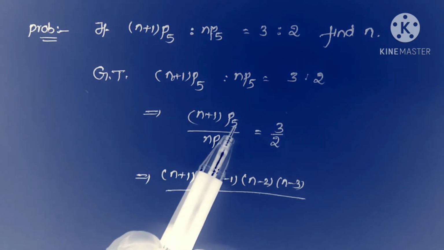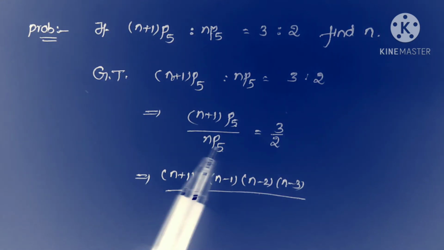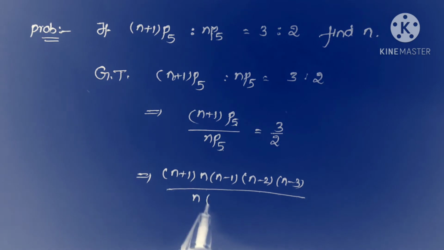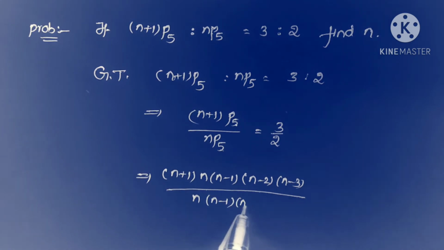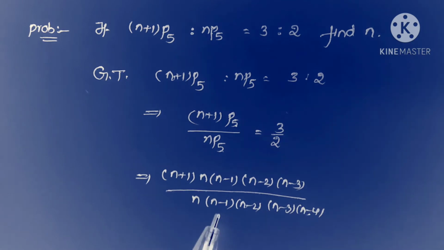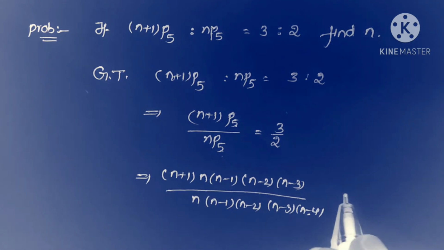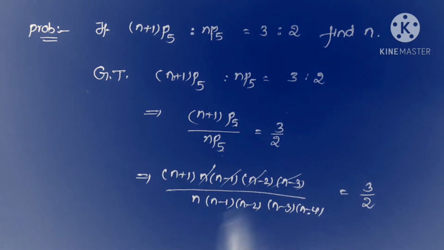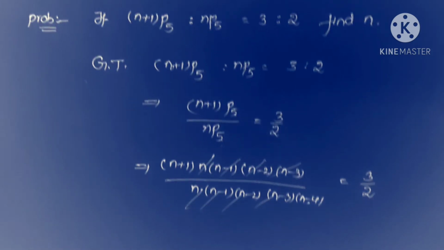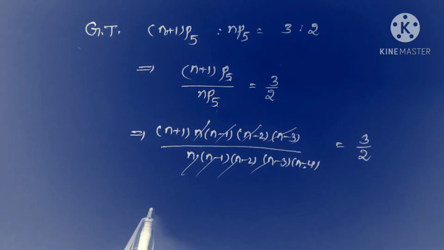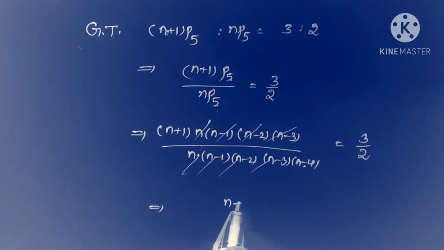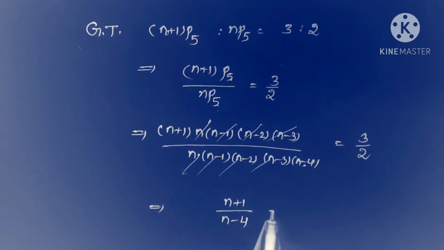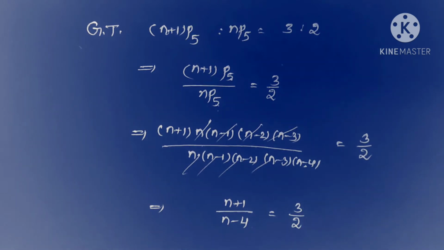That is, taking 5 consecutive values here. For nP5, that is n into n minus 1 into n minus 2 into n minus 3 into n minus 4. In the denominator also we take 5 values. This is equal to 3 by 2. Now n, n minus 1, n minus 2, n minus 3 are cancelled. So writing the remaining values, n plus 1 by n minus 4 is equal to 3 by 2.